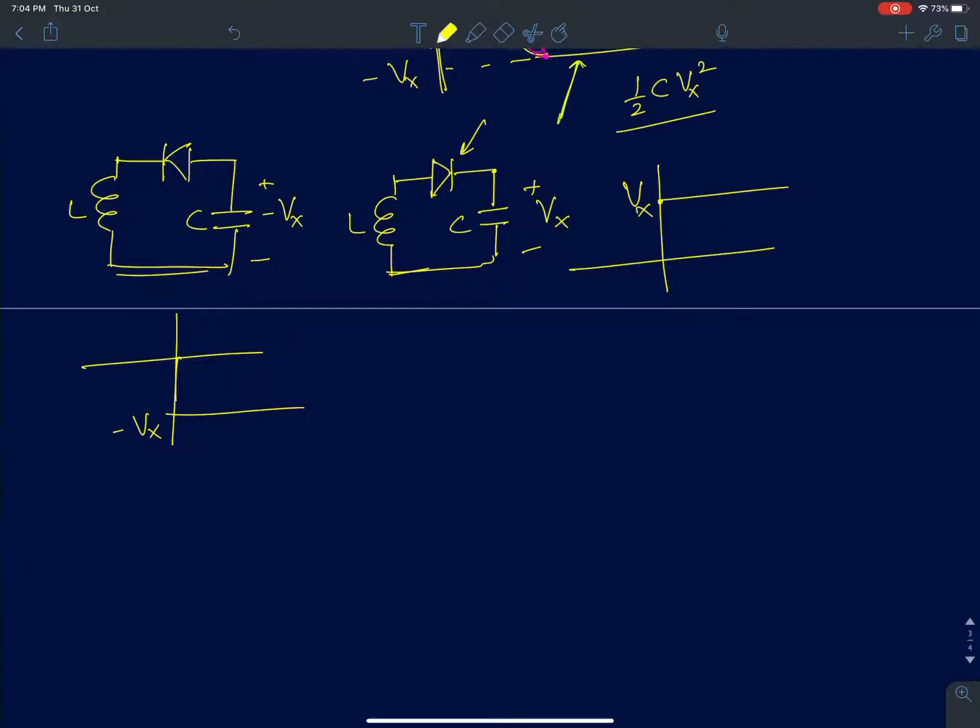If I apply a negative voltage, or if I charge the capacitor to a negative voltage, minus Vx, then in that case there will be a current flow in this direction.